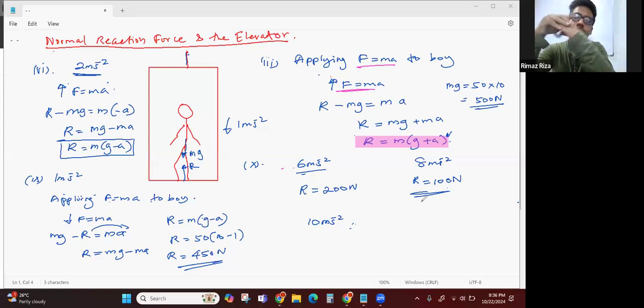Zero. Sorry, I didn't hear you. Zero, yes. So why is it zero? What does it mean? What is the physical significance of it? There's no reaction force acting on the boy. Yeah, because you can see 10 meters per second squared is the gravitational acceleration. It's like free fall, right?